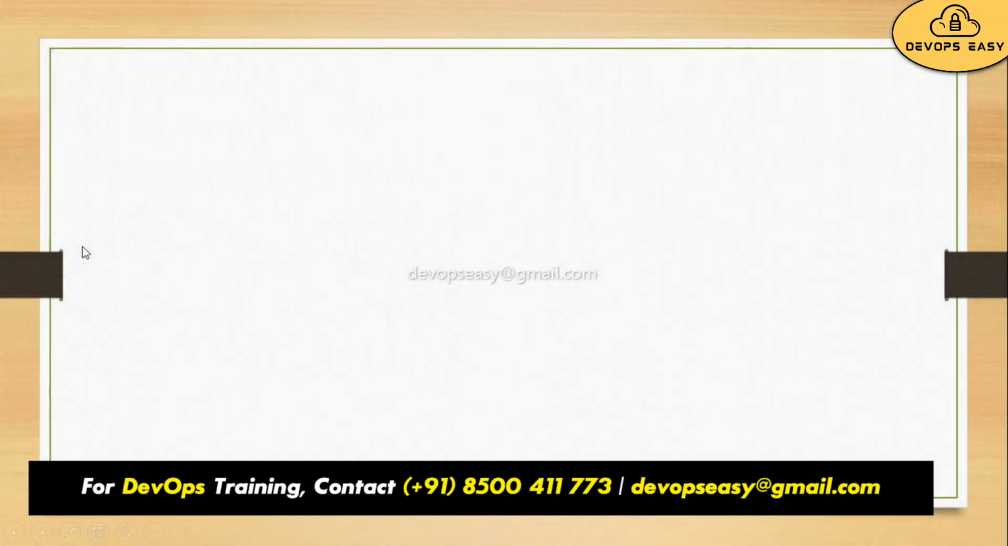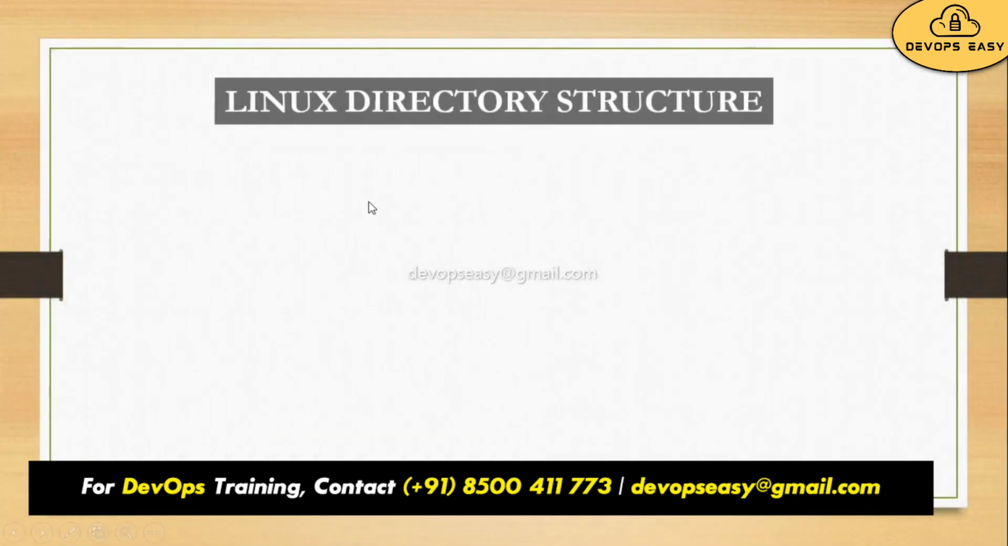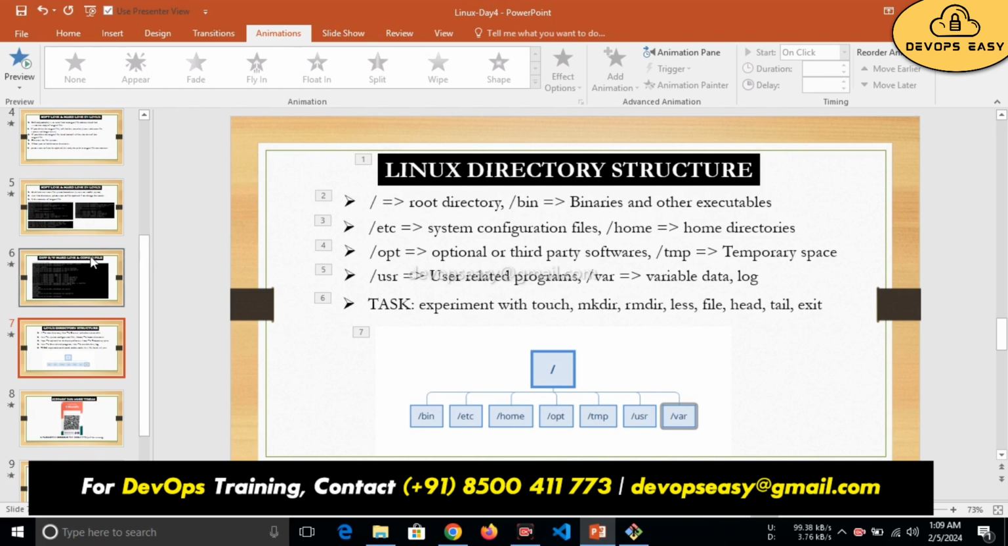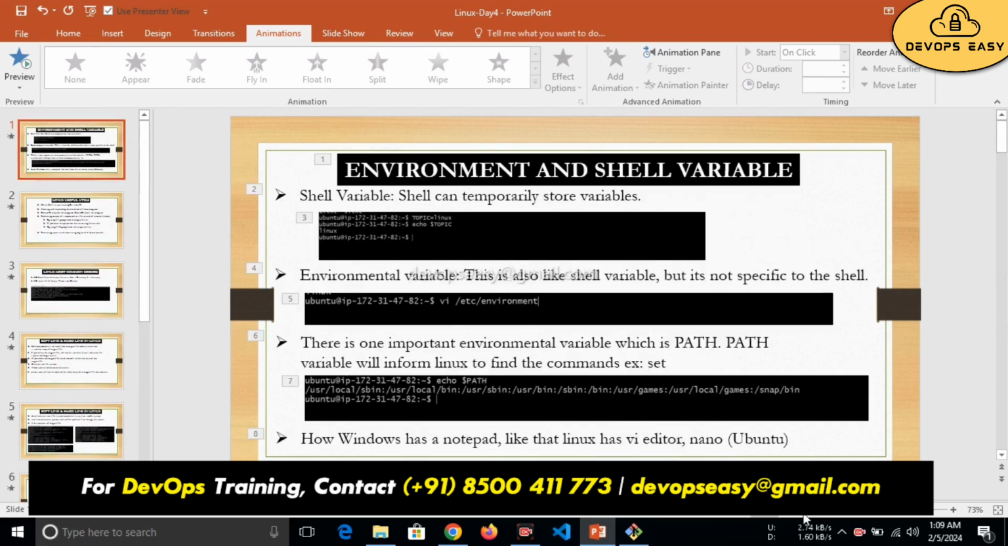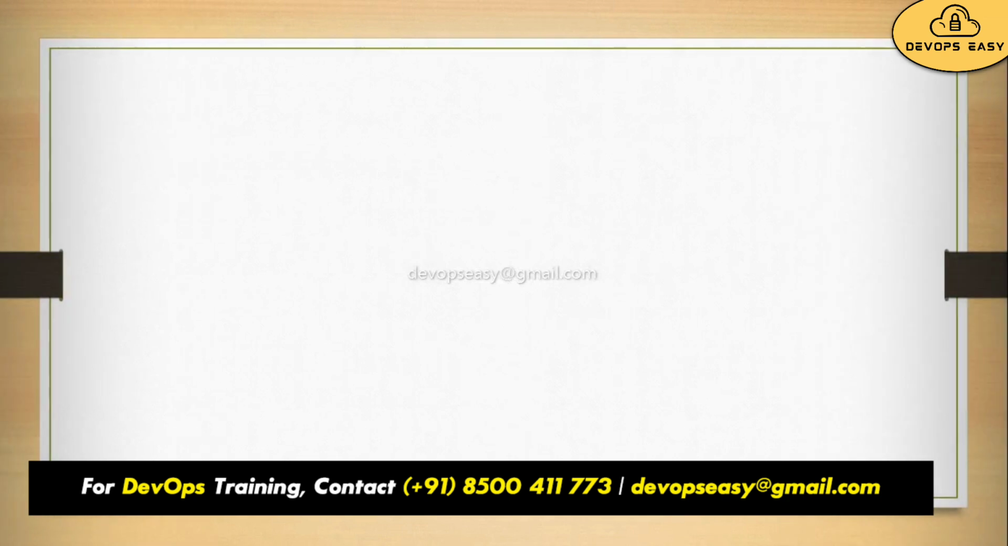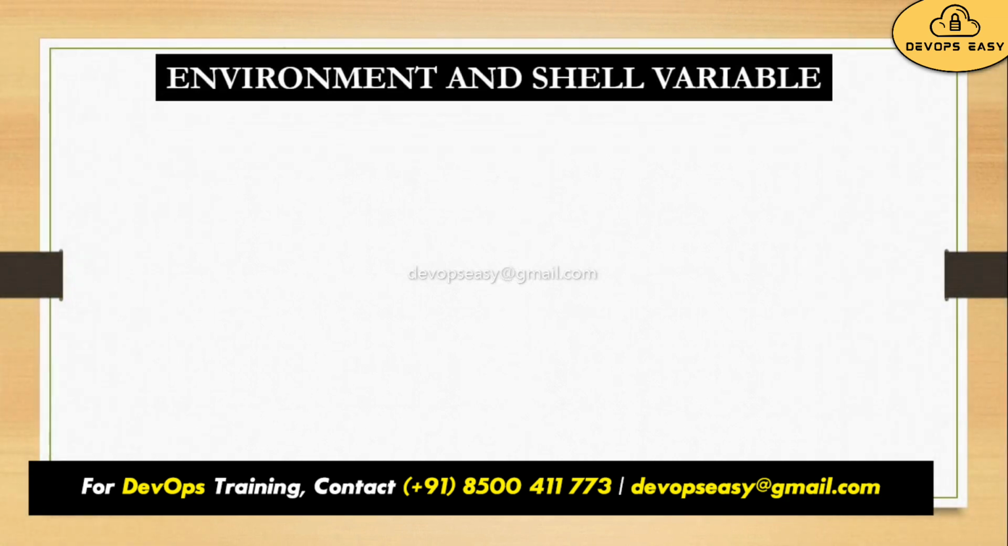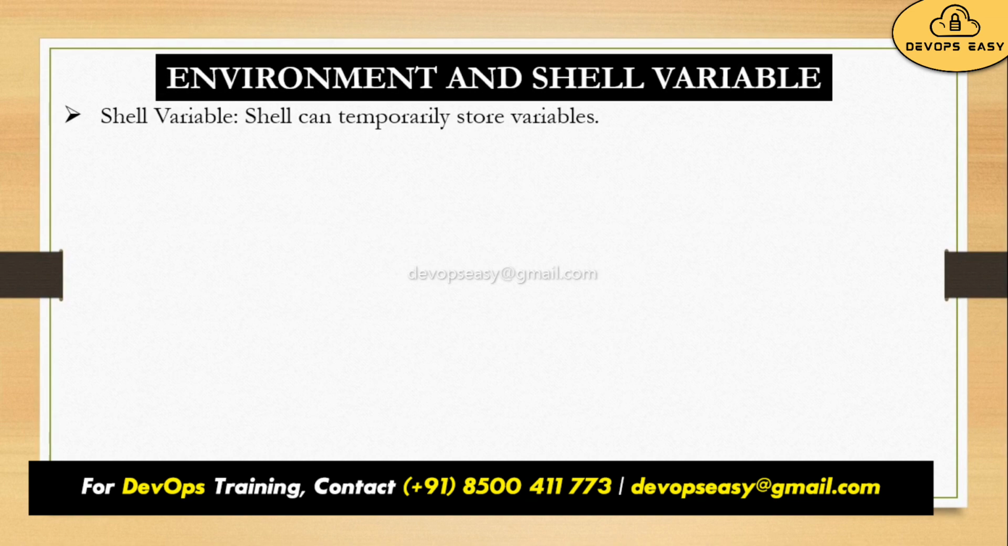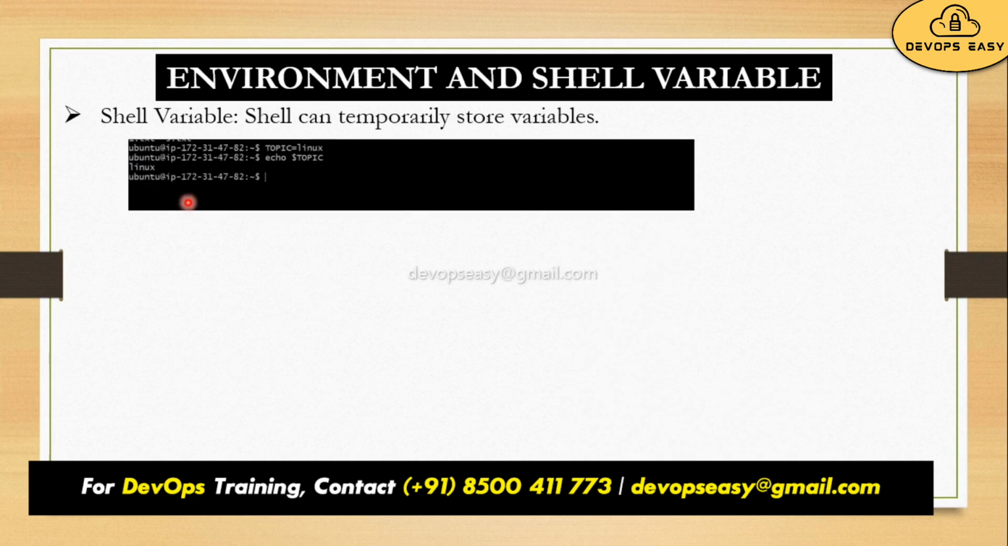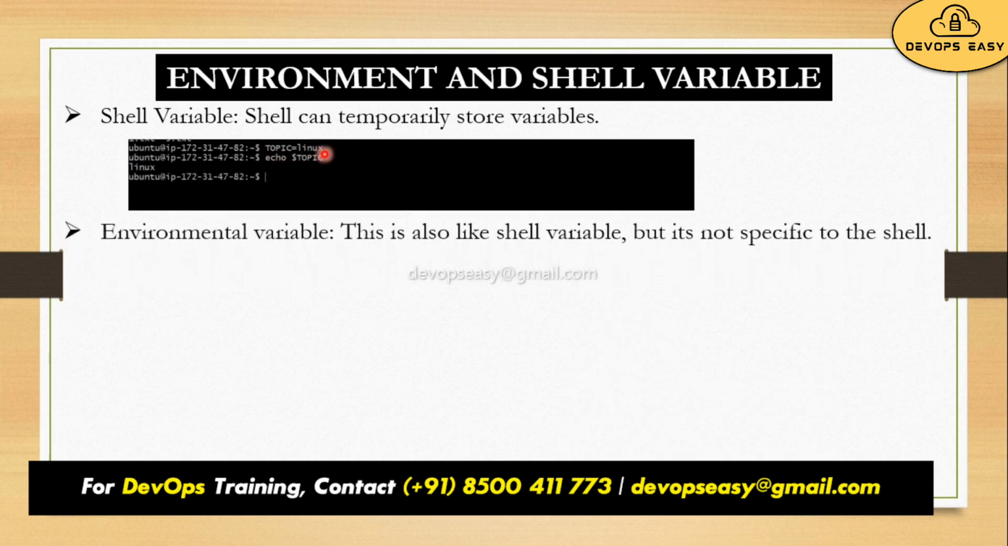I will start from the beginning. You know about this directory structure, right? Which is very important. So yesterday we discussed environment variable and shell variable, right? Shell is a temporary variable and it will temporarily store variables. Go through that. I just gave topic equal to Linux. Whenever I log in again into the server and execute echo topic, I'm not getting any value because shell is a temporary variable.